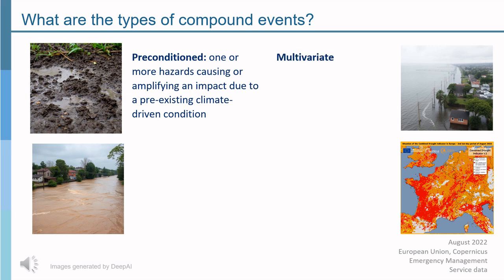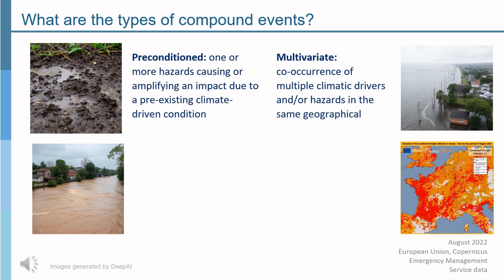In multivariate events, multiple simultaneous climatic impact drivers or hazards occur in the same geographical region. For instance, this is the case of compound flooding, which results from multiple flood drivers such as precipitation, river discharge, and storm surge, and poses a significant risk to coastal communities.